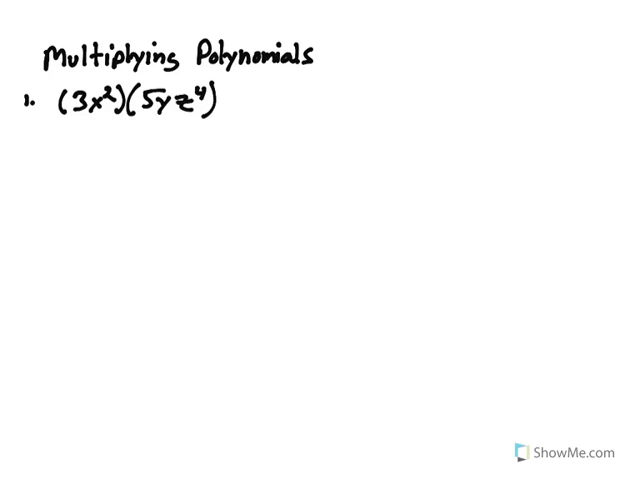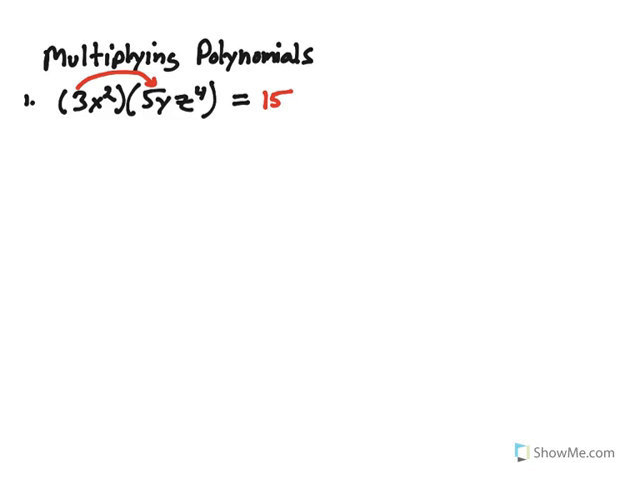Very first example is 3x squared times 5yz to the fourth power, okay? And what we want to do is multiply. The first thing I'm going to multiply would be the coefficients. 3 times 5 would in fact give me 15, okay? And then we're going to multiply the variables together. And I'm going to write them in alphabetical order, so it's in standard form and easy to read. So x squared times y times z fourth.